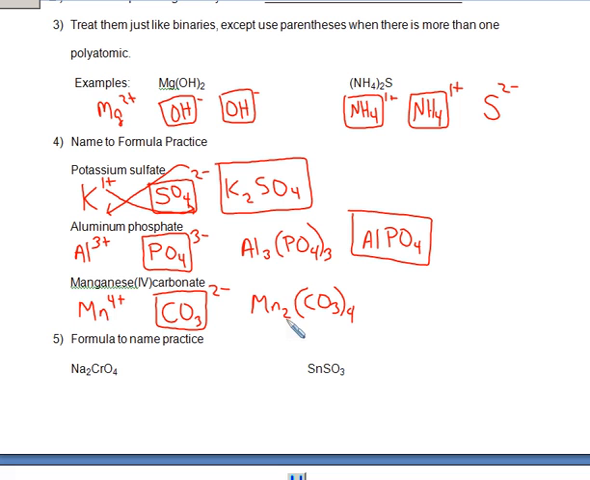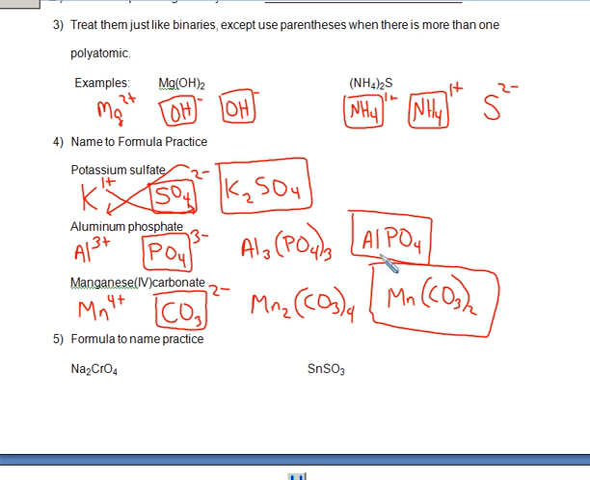But notice that these can be reduced. I can divide this and this by 2. So my final answer is Mn(CO3)2. And I'm going to box it to show that that is my final answer.